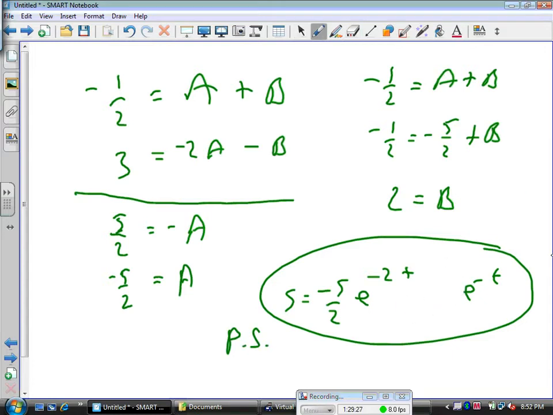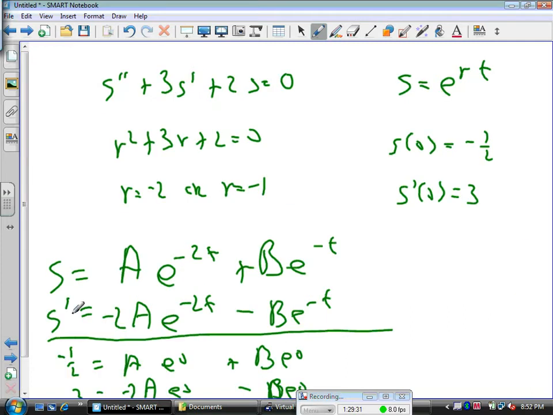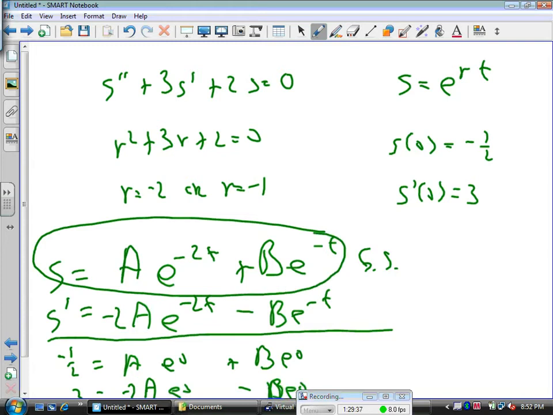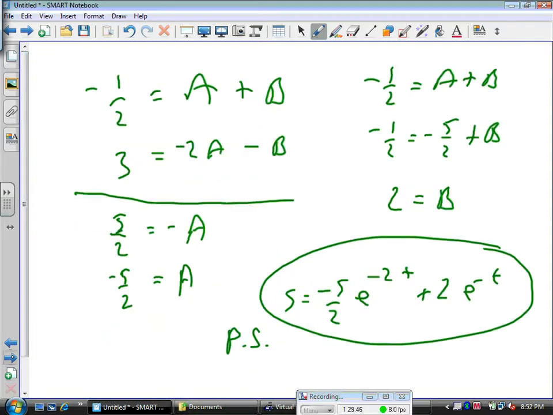Did I say it? I didn't write it. Plus b, which is 2, right? There's your particular solution. There's your general solution. And that's as crazy as it gets, unless r is complex. Oh God. All right, hang on. Here's another example.